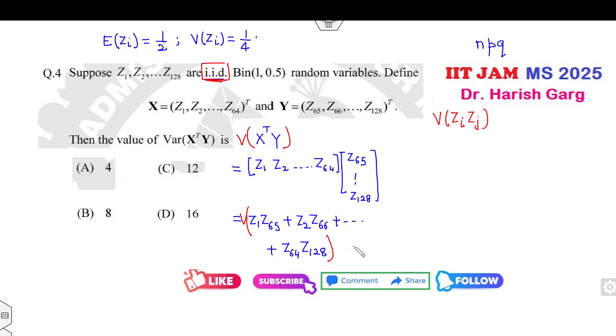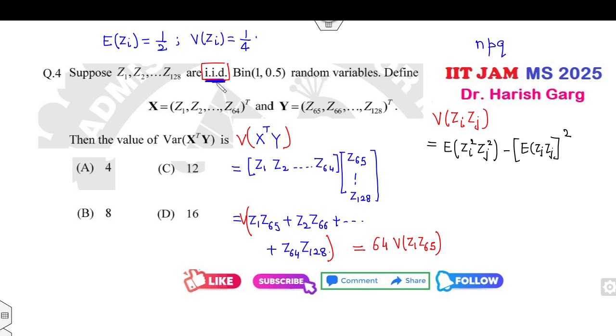So I can write this number is how many times? 64 variance of Z1, Z65. Fine. Or you can say variance between the two quantities. So how you can find the variance of this? E of X square minus E of X whole square, E of Zi, Zj.